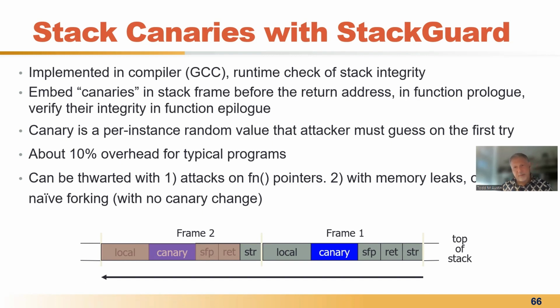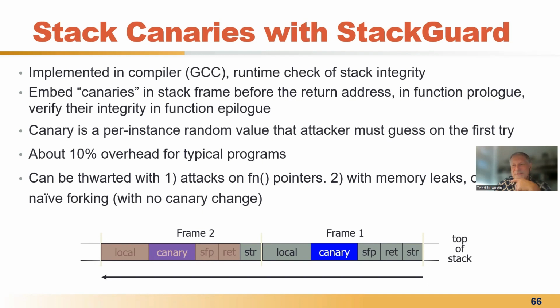The way it does that is somewhere in the global section, there's the canary for this instance of the program, and it compares the two. And if they're not the same, then someone overwrote my canary. I'm going to terminate the program. It's pretty inexpensive. It's pretty effective. And it makes the simple buffer overflow attack very difficult to do because you have to be able to guess what the canary is.